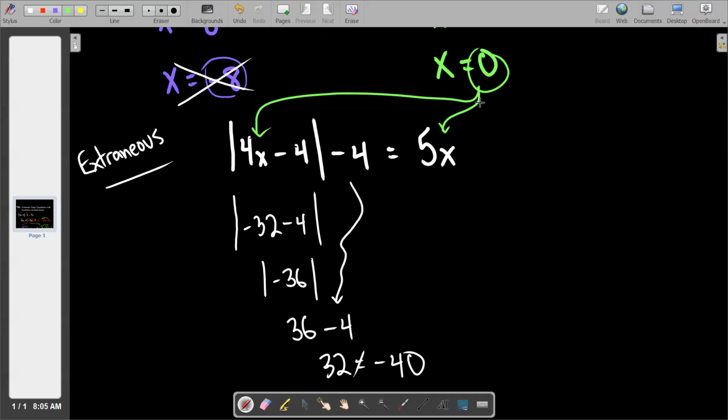So if you go into the longer green arrow and you put 0 right at the tip of that arrow, what's 4 times 0? And what's 0 minus 4? -4. And what's the absolute value of -4? And what is 4 minus 4? So we have 0 equals 0. If you put 0 into the shorter green arrow, what is 5 times 0? And 0 does equal 0. So at the end of the day, when someone says, what is the answer to this problem? The answer is x equals 0. Done.